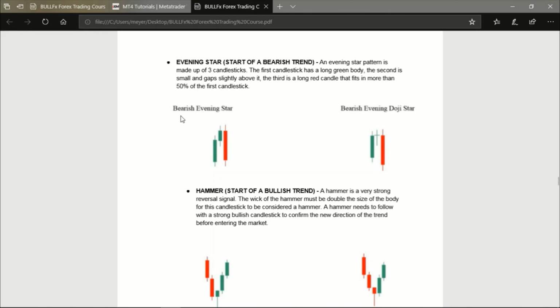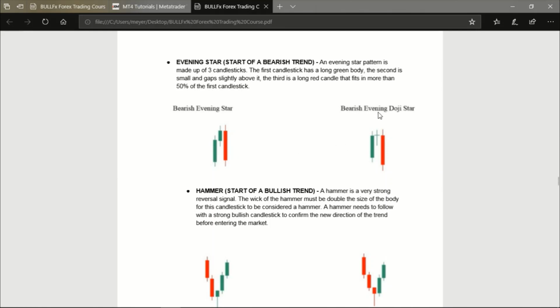So over here we've got a bearish evening star, so it shows you that the market was coming up by the long green candle. We then have the smaller green candle that forms in the middle, followed by a long red candle to the downside. And the long red candle is bigger than the first green candle.